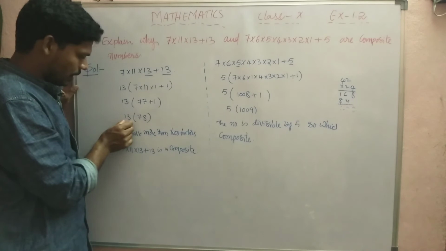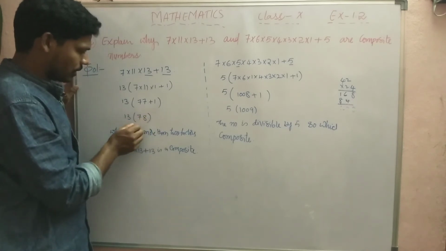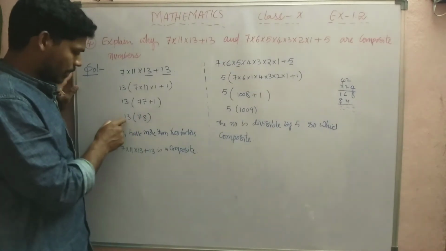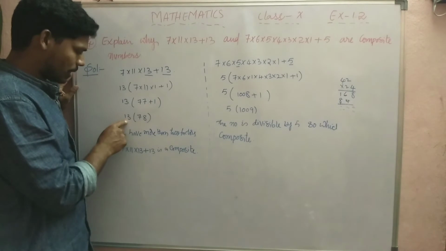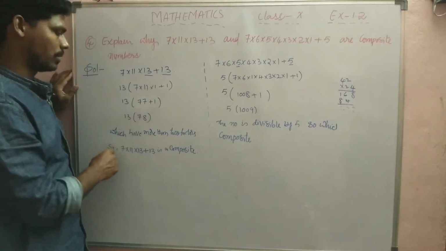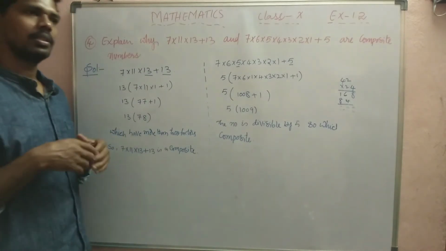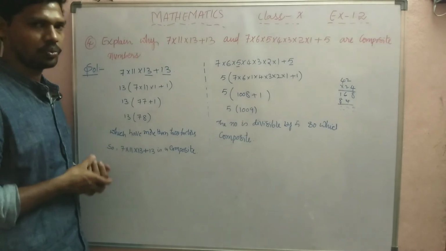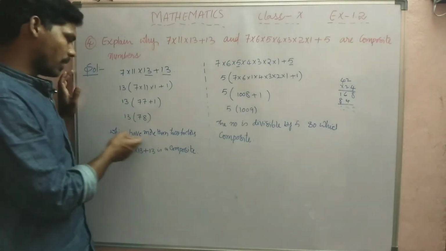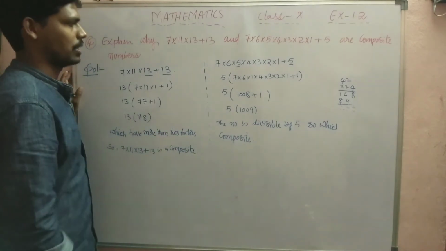Here 13 is a prime number and 78 is an even number, so 78 has more than 2 factors, and this number is divisible by 13, so we can say this number is a composite number. Composite means a number which has more than two factors. A factor is nothing but a divisor. So the given number is a composite number.